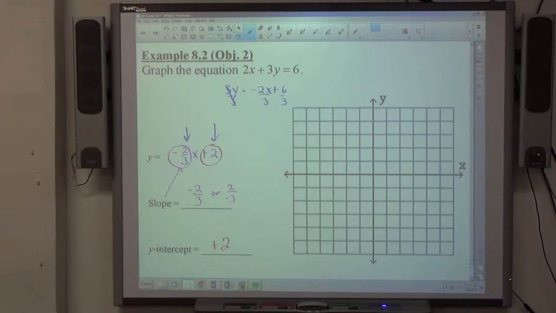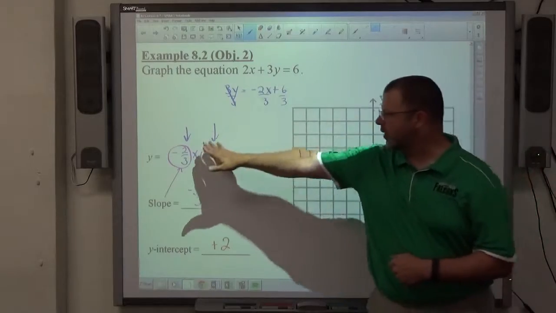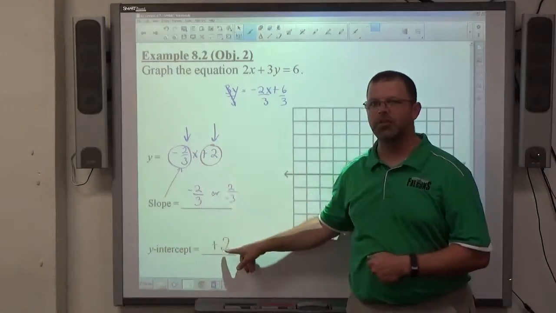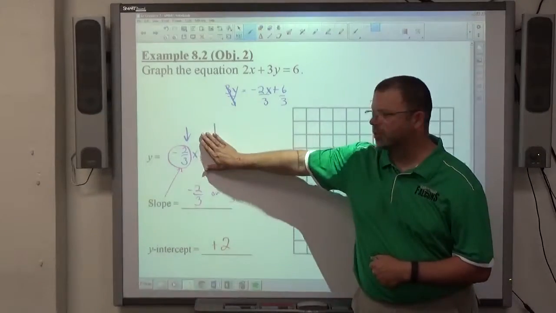All right? So basically that's your starting point if you're going to do the slope-intercept method of graphing. Get y equals everything else and identify the slope and the y-intercept. If there's no x, the slope is 0. If there's no constant, the y-intercept is 0.